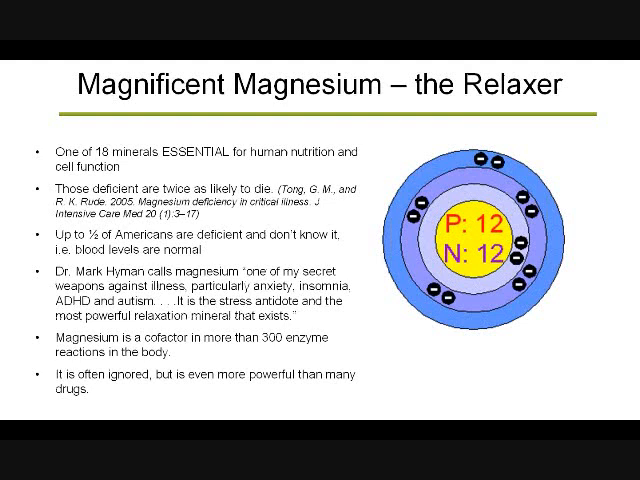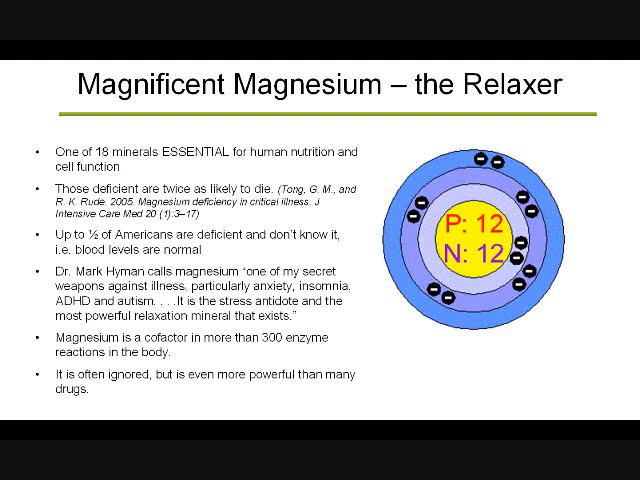Magnificent magnesium, the relaxer, one of 18 essential minerals. Those deficient in magnesium are twice as likely to die because magnesium stabilizes cell membranes and heart rhythms. It's the relaxing mineral. If you feel uptight, muscle spasms, muscle cramps, anxiety, asthma, tightness, anything that's tight, you may be magnesium deficient, and that's a great way to get plenty of magnesium.